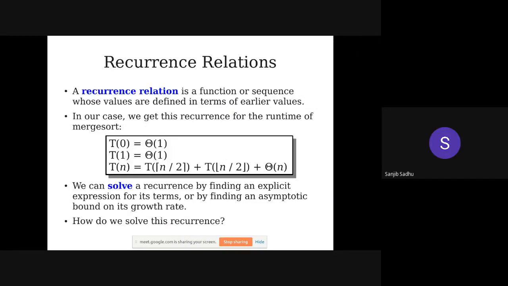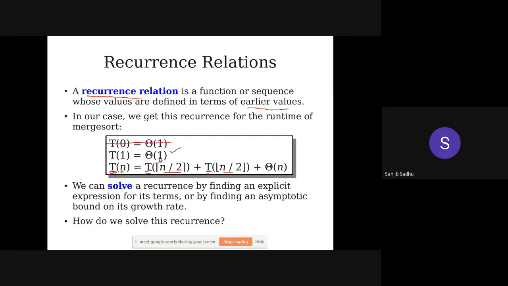This is called a recurrence relation. Do you know why it is called a recurrence relation? Because the left side is T, and the right side also contains T. The argument is different: here larger, there smaller. Clear? But since it contains T on both sides, this is called a recurrence relation. A recurrence relation is a function or a sequence whose values are defined in terms of earlier values. Just like a recursive function, a function which calls itself.